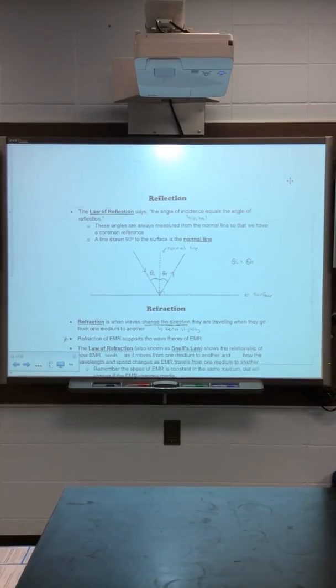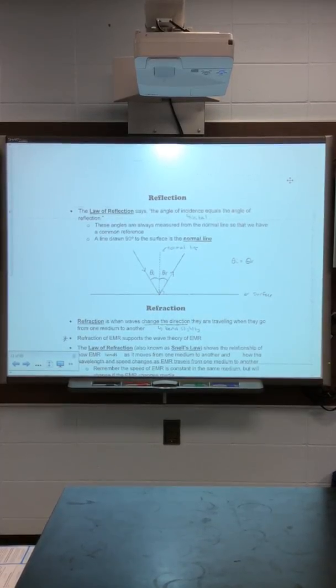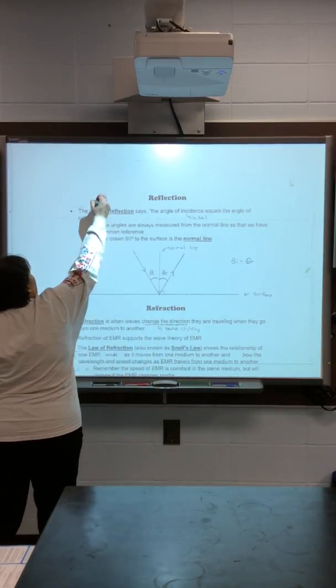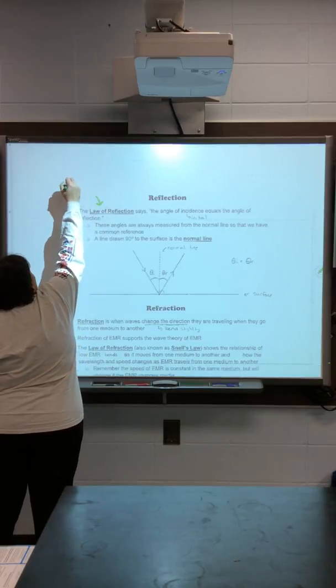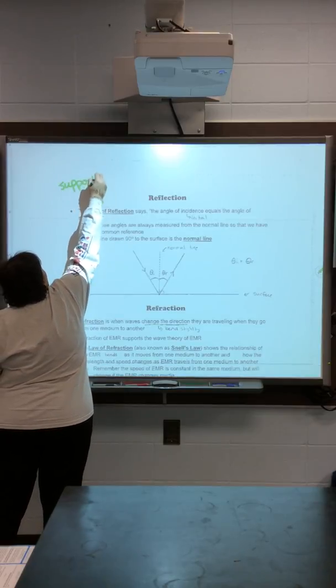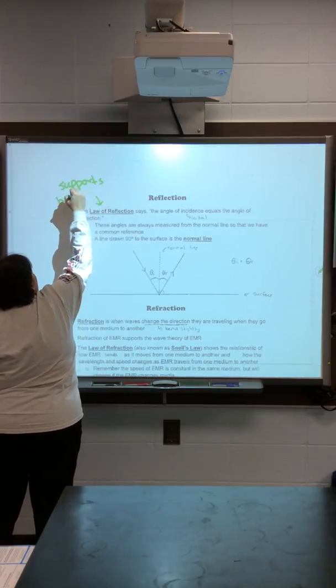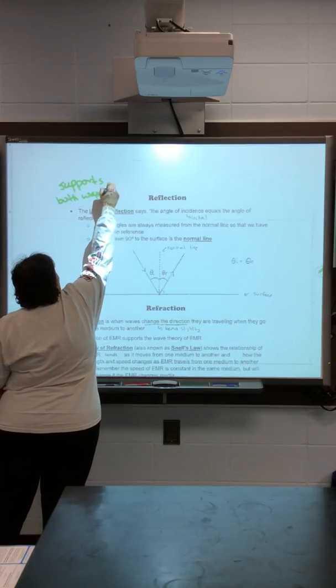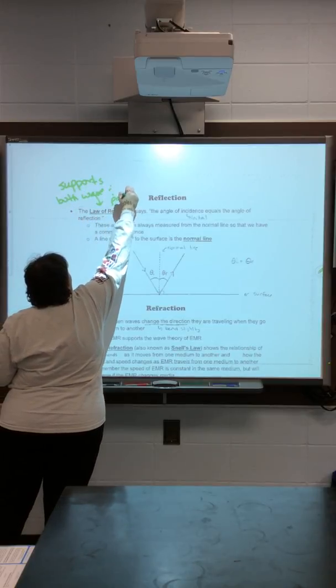Okay, so this lesson is going to be looking at reflection, refraction, and critical angle. The law of reflection looks at the angle of incidence being the same as the angle of reflection, but all about the normal line. The one thing that law of reflection does do is it supports both the wave and particle theory.